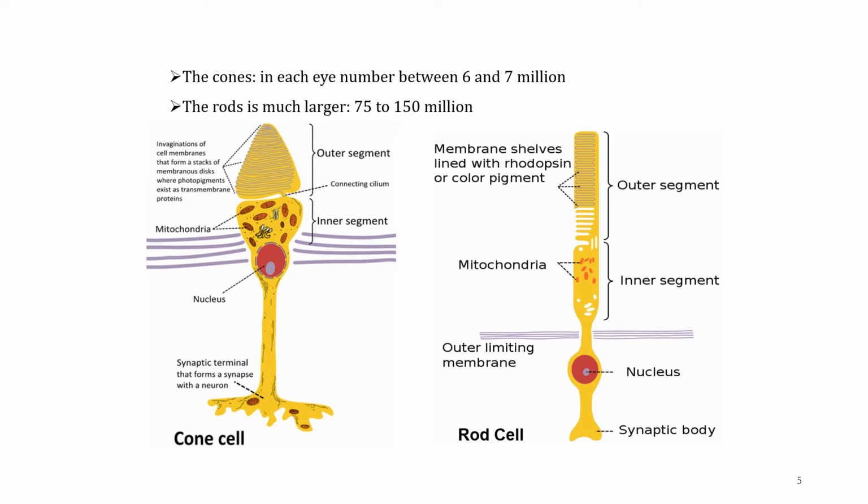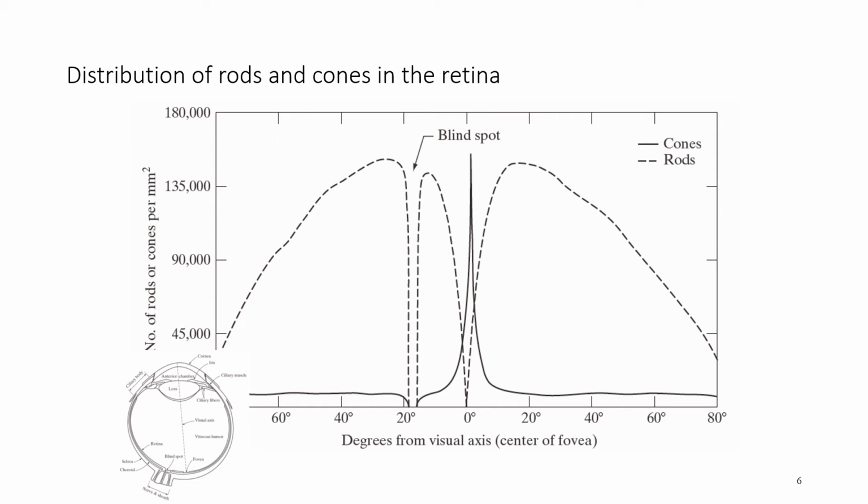So these are the structures of the cone cell and rod cell. In this graph, the dotted line indicates the number of rods. The solid line indicates the number of cones. See at 20 degrees, a small portion is there. In that portion, there are no cones and no rods. That means there are no receptors. That spot is the blind spot. That means there is no vision at that portion.